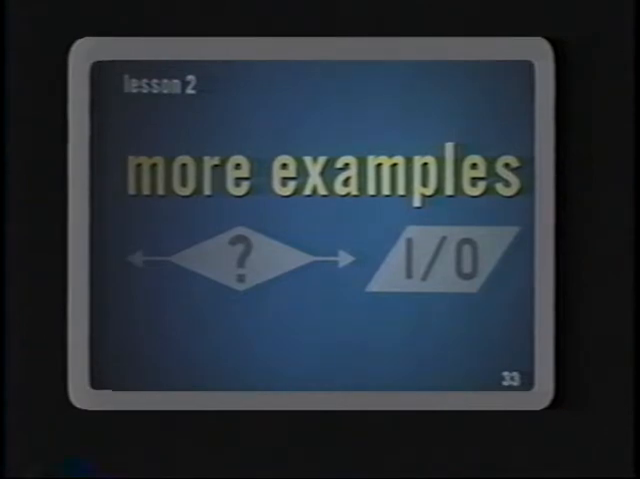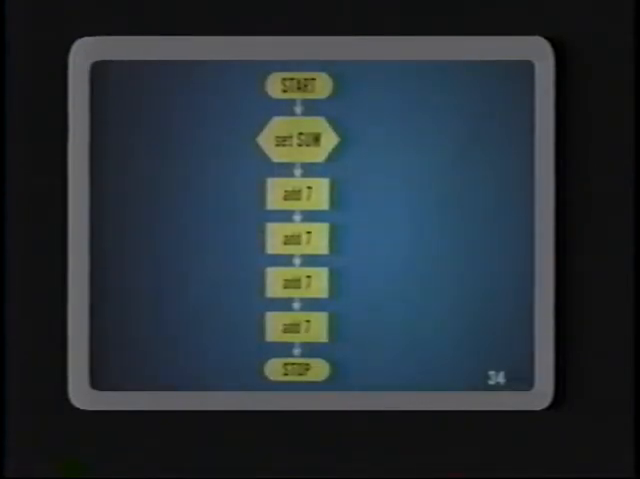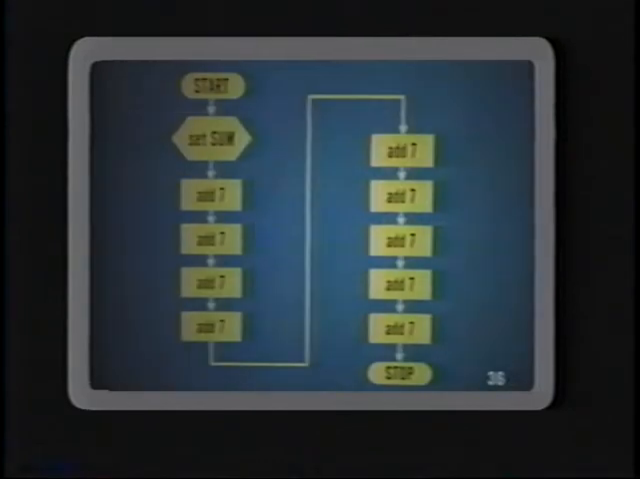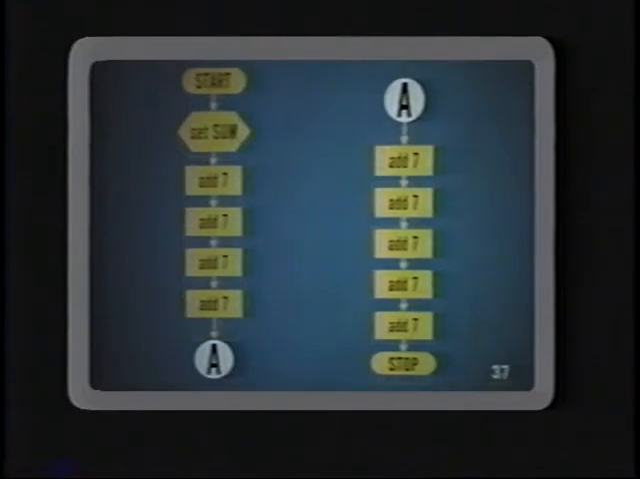Now let's look at some examples of algorithms that use decision diamonds and I/O parallelograms. This algorithm for multiplying 7 by 4 is simple and easily represented by a straight sequence of steps. However, if the size of the problem is increased only slightly to, say, multiply 7 by 11, the resulting flowchart loses the brevity that is one of its primary virtues. Even with the long line replaced by labeled connectors, this algorithm requires a lot of repetition. If 7 were multiplied by 100, it would be unmanageable.